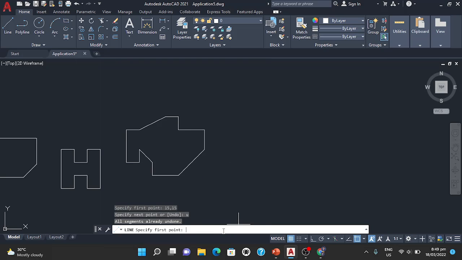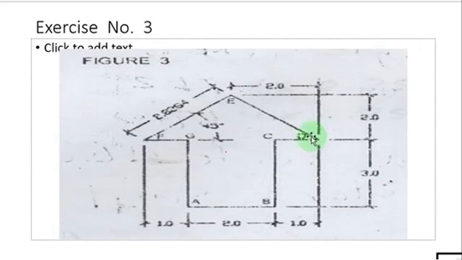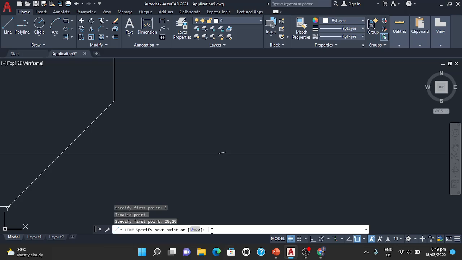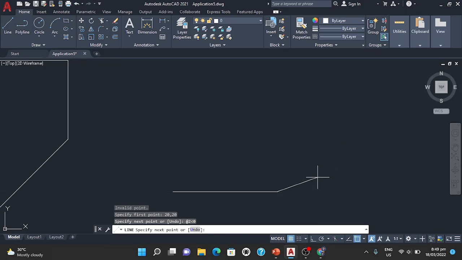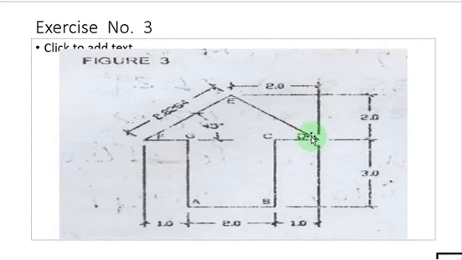Let's try to indicate L, 20, comma 20. Okay, so we have here this diagram at this point, point 20, comma 20. So let's apply point A to point B, distance of 2, angle is 0 because it is going to the right. At 2, angle 0. Okay, so we have here the base point of our arrow figure.